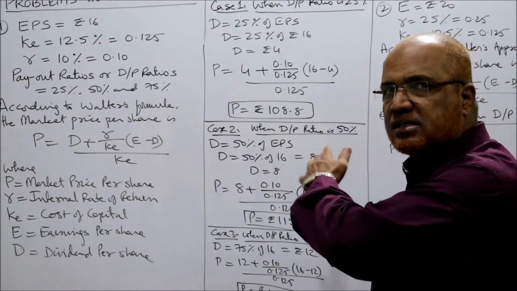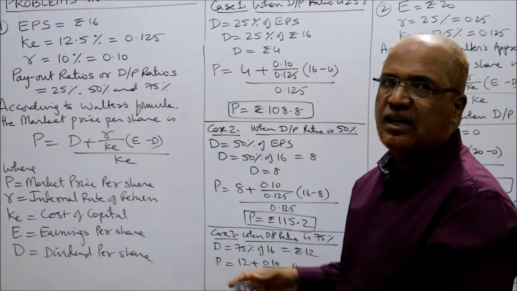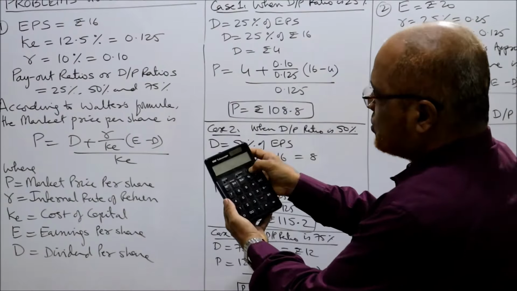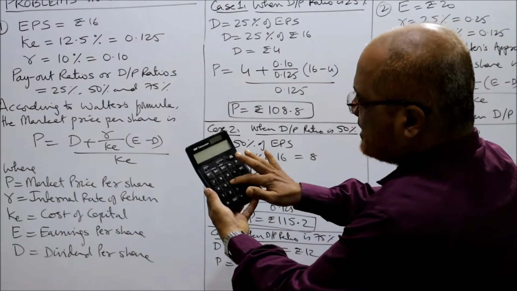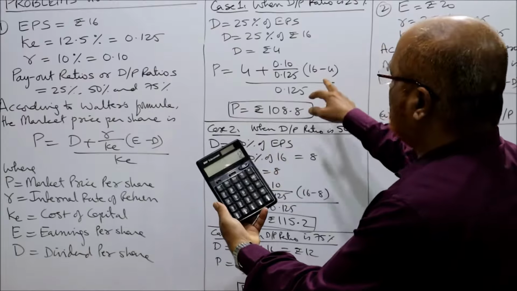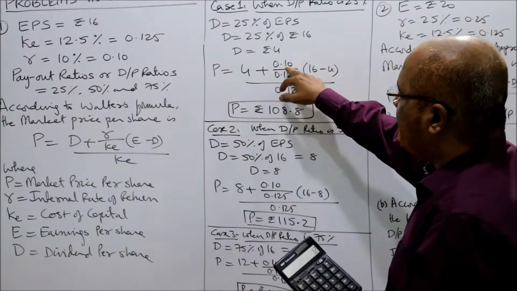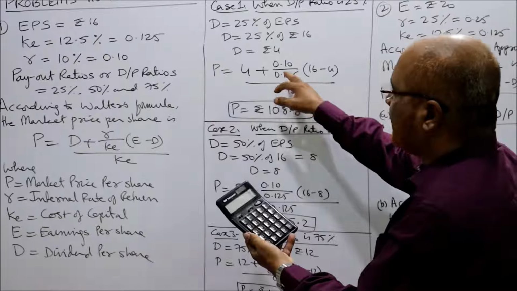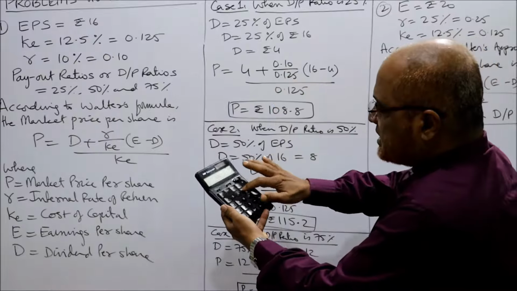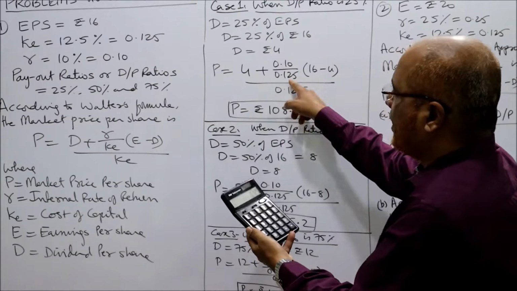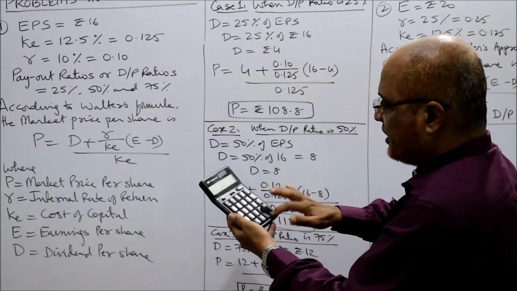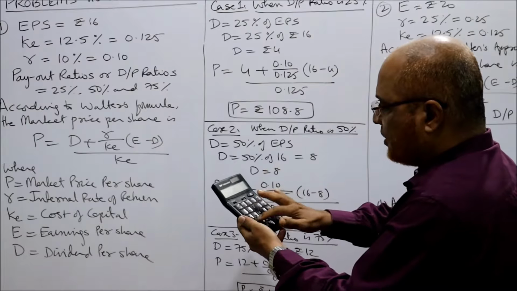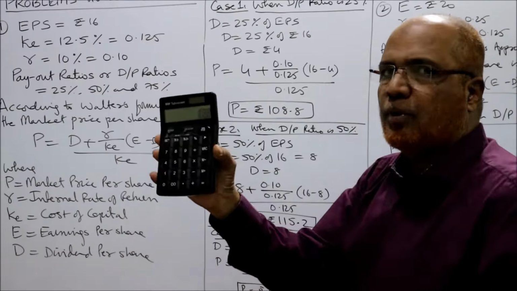Rolling back method means going from right side to left side, calculating as we go. For example, in the bracket, 16 minus 4. On the calculator, 16 minus 4 is equal to 12. Now multiply this 12 with 0.1, since the numerator has 0.1, so 12 into 0.1, divided by 0.125. Up to here is done. Plus 4 is equal to, the numerator is complete. Now the denominator: divided by 0.125. You will get 108.8.